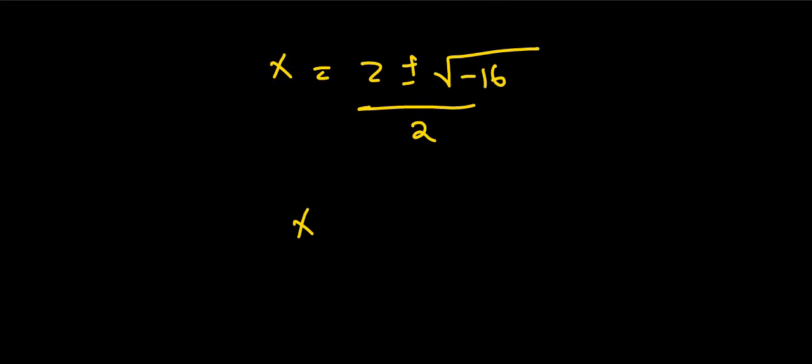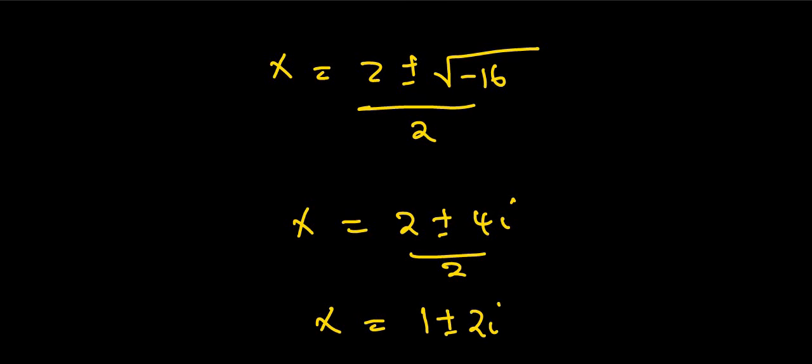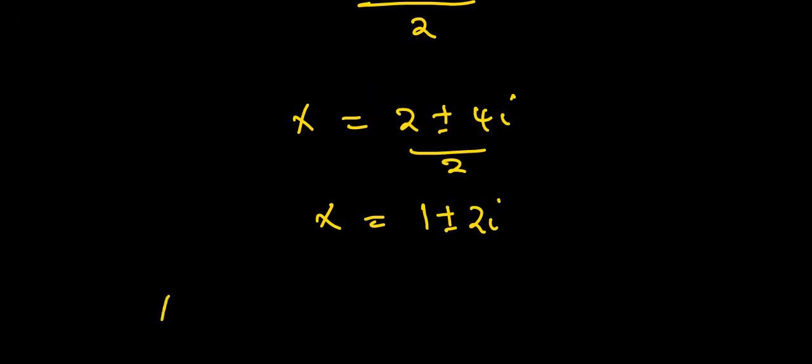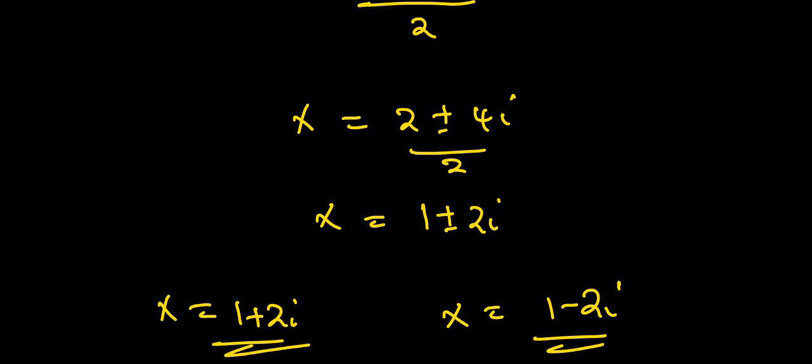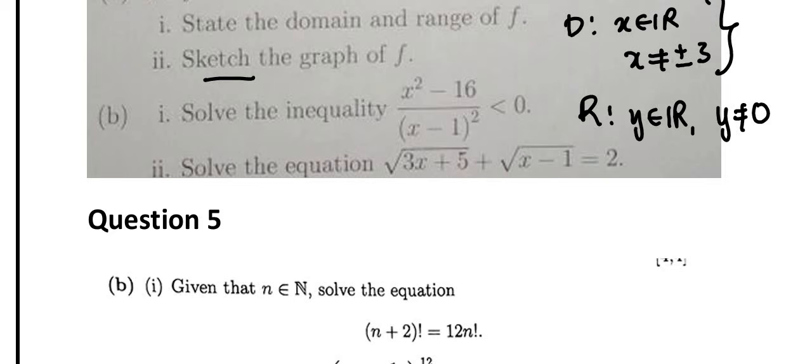Since we learned complex numbers, this is just plus or minus 4i over 2, so I can just divide everything by 2. It will give me 1 plus 2i. So I'm having two answers. There's x, which is 1 plus 2i, and there's x, which is 1 minus 2i. So these are the two complex roots of the expression if you were to solve this.